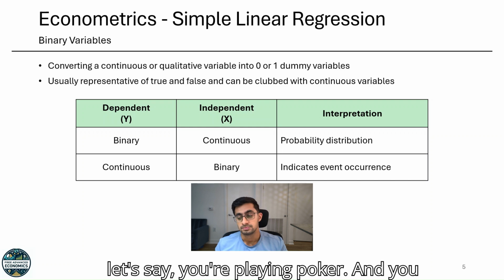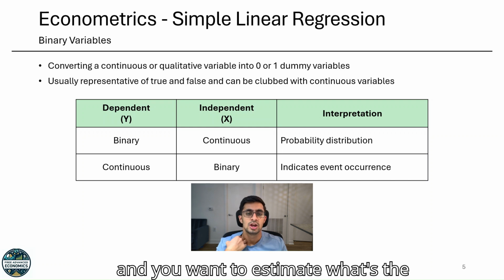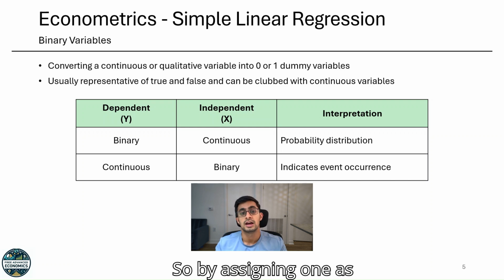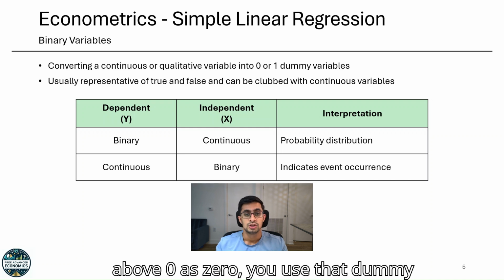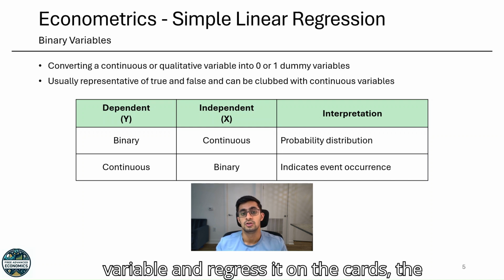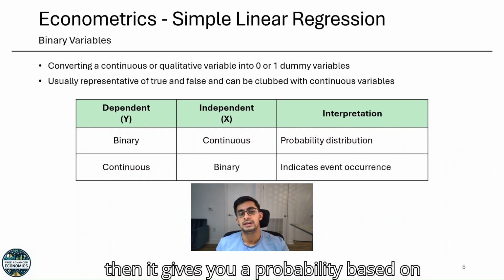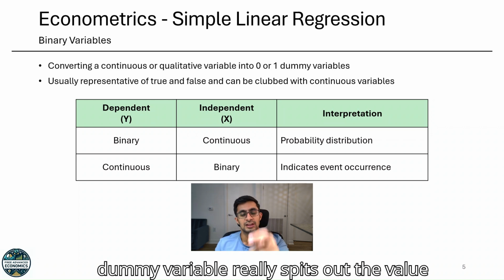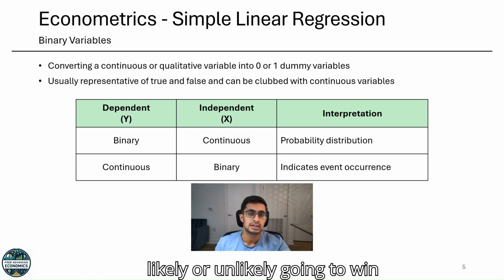let's say you're playing poker and you have the cards that you have in hand and you have collected all the data together and you want to estimate what's the probability of me winning $10. So by assigning winnings above 10 as 1 and winnings below 10 as 0, you use that dummy variable and regress it on the collection of cards that you've had. And then it gives you a probability based on the current collection of cards that you've received. And that way, the dummy variable really spits out the value or the probability through which you're likely or unlikely going to win or lose money.